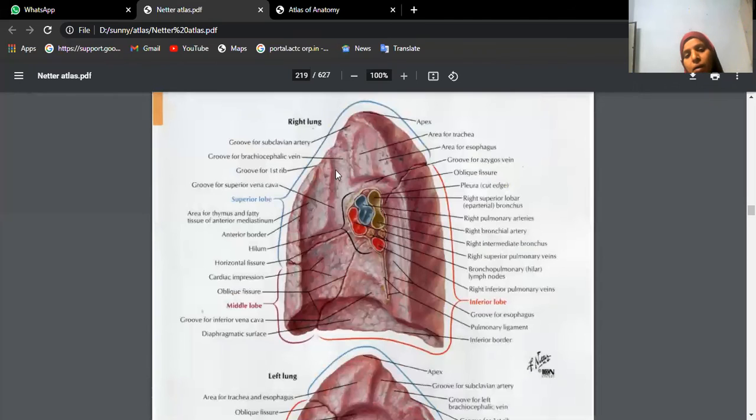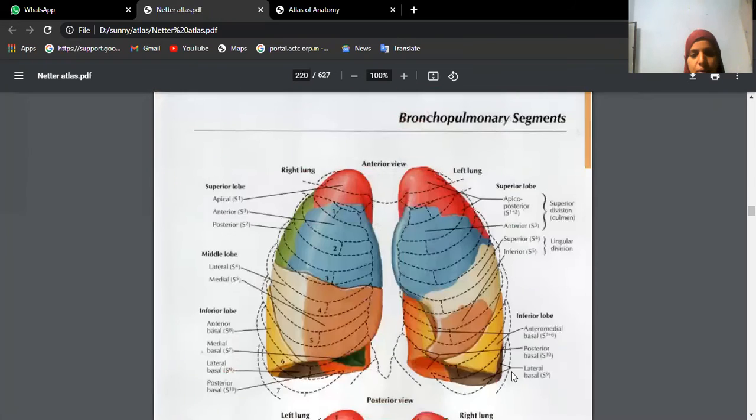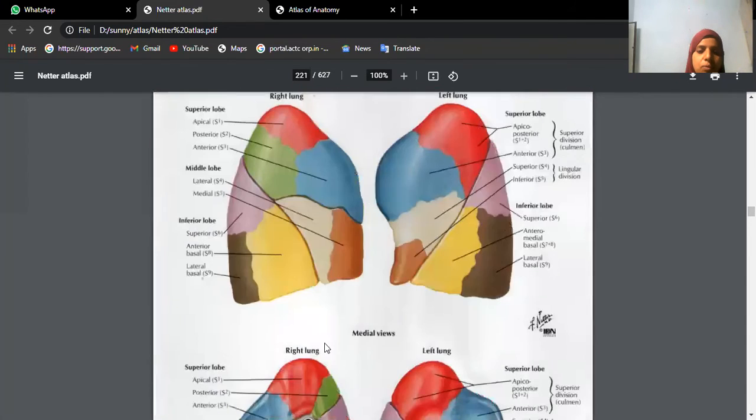Here all things are nicely labeled. These are the hilar structures, pulmonary ligament, and various impressions. So this is right lung and just check for the impressions. This is left lung, again check for the impressions. So bronchopulmonary segments, 10 in each lung.